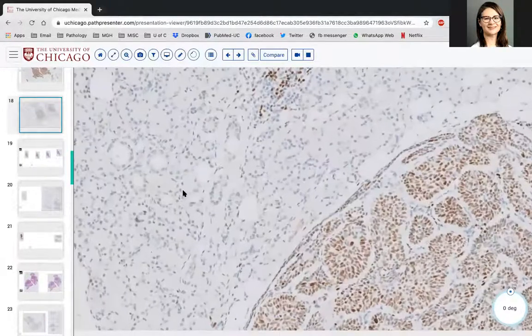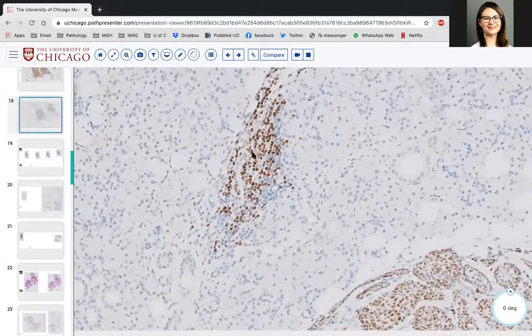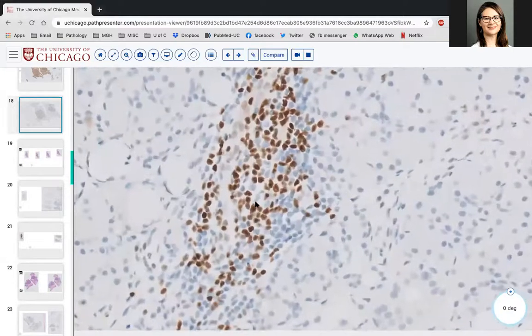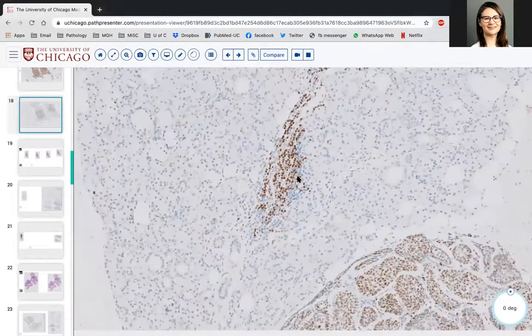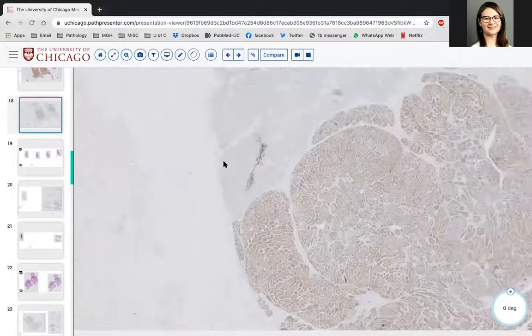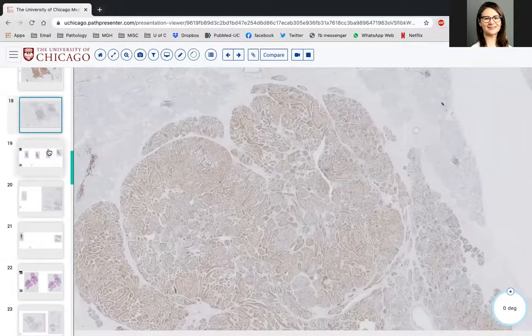As you can see, it's negative out here in the normal. And oh, look, it's staining the lymphocytes. As we know, this is used in heme for, I'm not even sure what, but I know that it was originally developed for heme malignancies.